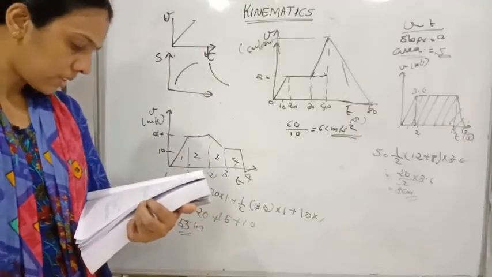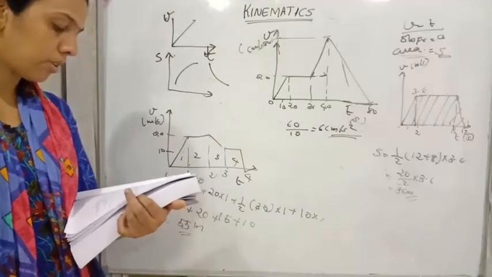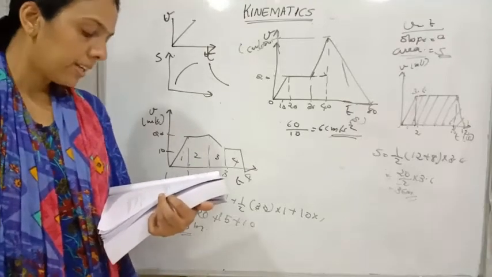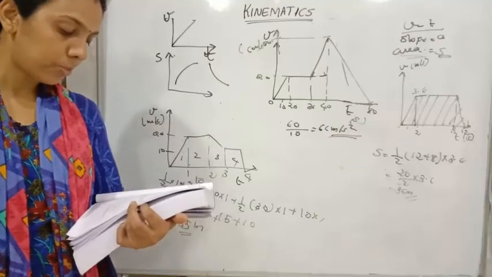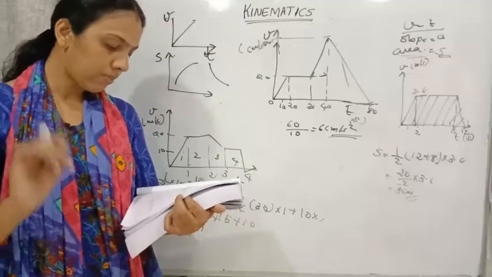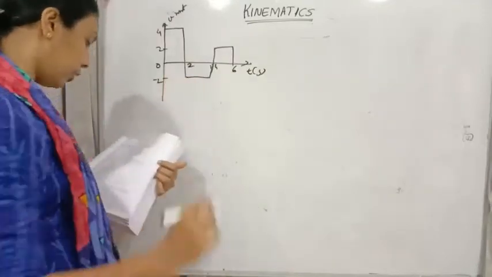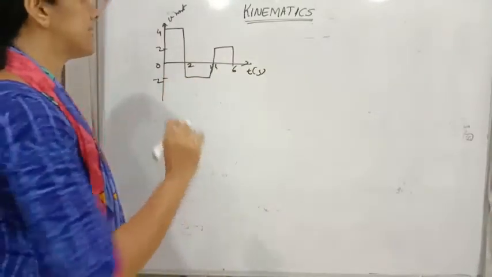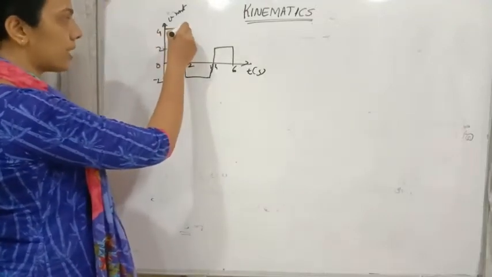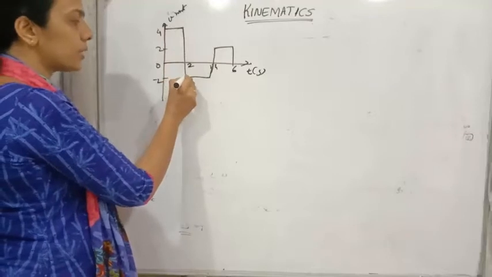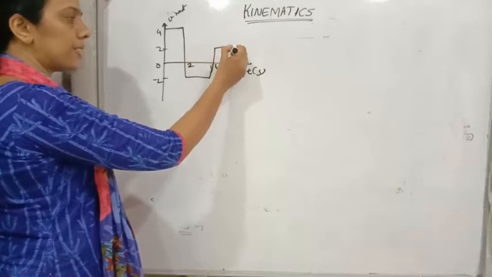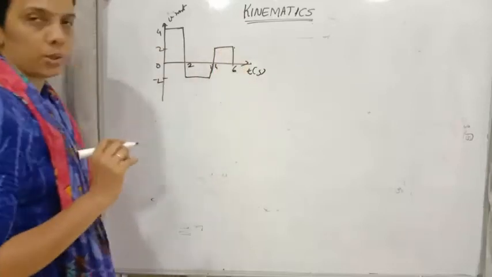Next question: the velocity-time graph of a body moving in a straight line is shown in the figure. We should find the displacement and distance traveled by the body in 6 seconds. Looking at the graph, it was moving with a constant velocity. Suddenly the velocity changed to -2, then the velocity increased to +2 and then came to 0.